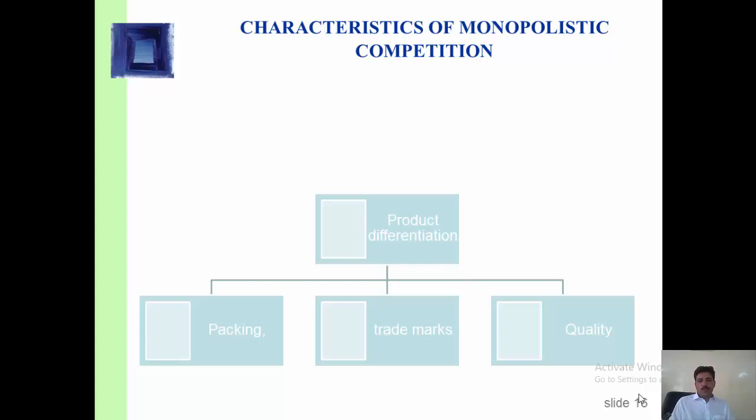We talk about the soap market in Pakistan. We have Rexona, we have Lux, we have Dove, etc. All these have their own potential customers, and they are small monopolies. So it is an example of monopolistic competition.